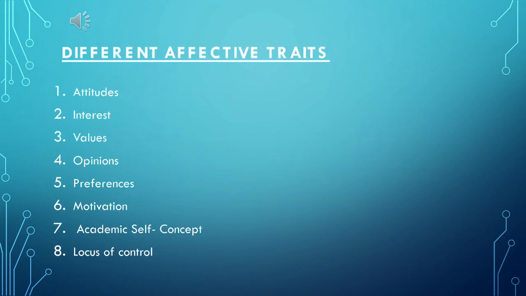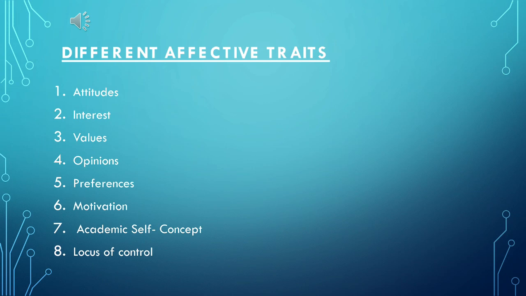These are the different affective traits and their corresponding descriptions. Number 1 is attitudes. Number 2 is interest. Number 3 is values. Number 4 is opinions. Number 5 is preferences. Number 6 is motivation. Number 7 is academic self-concept. And number 8 is locus of self-control.